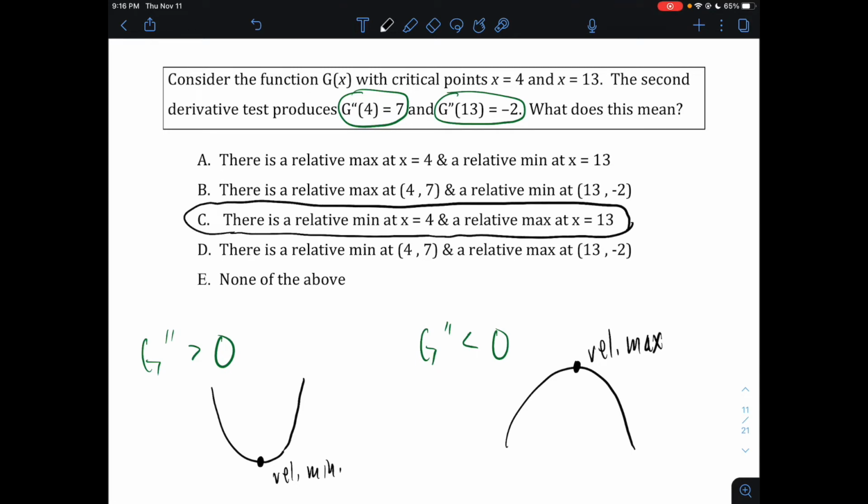Now let's take a look at another answer that is here, and let's try to understand why C is the correct answer. If you look at the answer for part D, it says there's a relative minimum at (4, 7). That seems like it should be the right answer because x is equal to 4. The problem is the y coordinate for this minimum is not coming from the second derivative. Remember, your y coordinate, or the second coordinate, has to come from plugging the number into the original function itself, which we don't know what that is. So we can't find that. So that's why the answer for this is C.